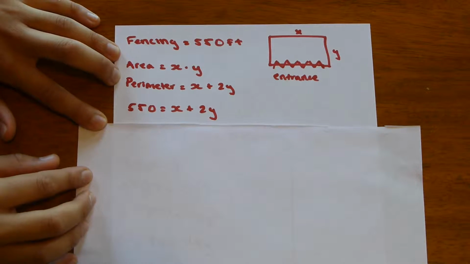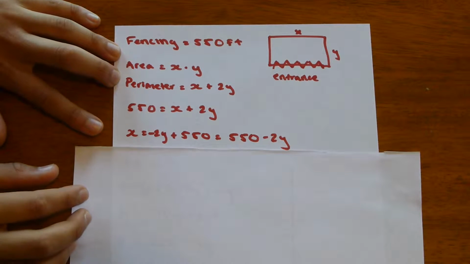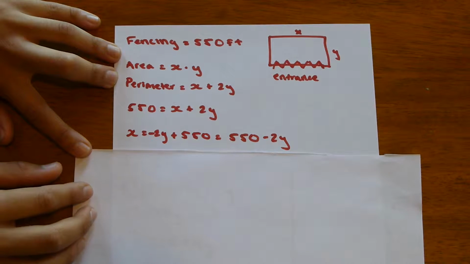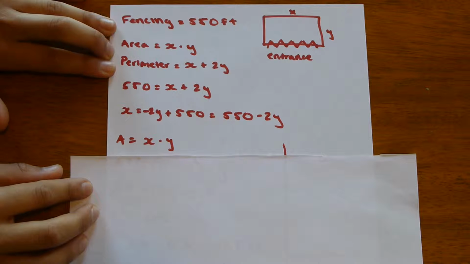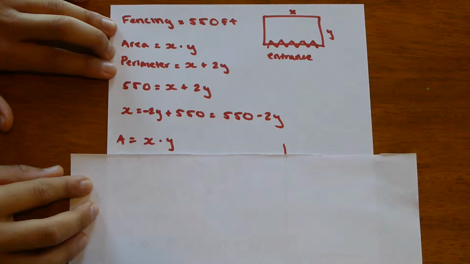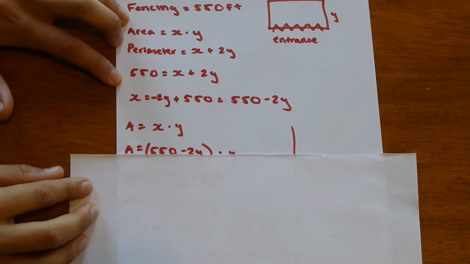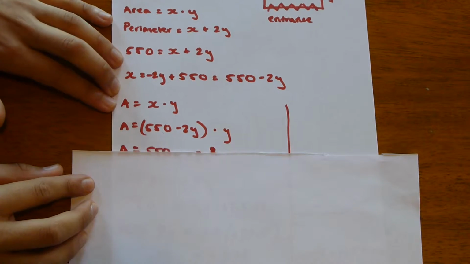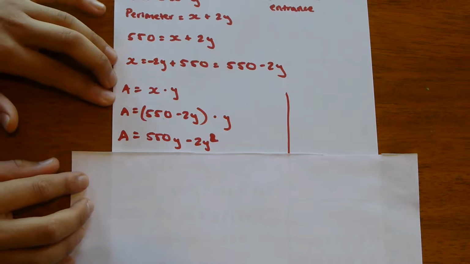Now through this, we can solve for x, saying x is equal to 550 minus 2y. Using this equation, we can go back to the area equation, which we want to find our maximum area, and substitute our x with our given value, which is 550 minus 2y. Now we can simplify this and we get 550y minus 2y squared is equal to our area.